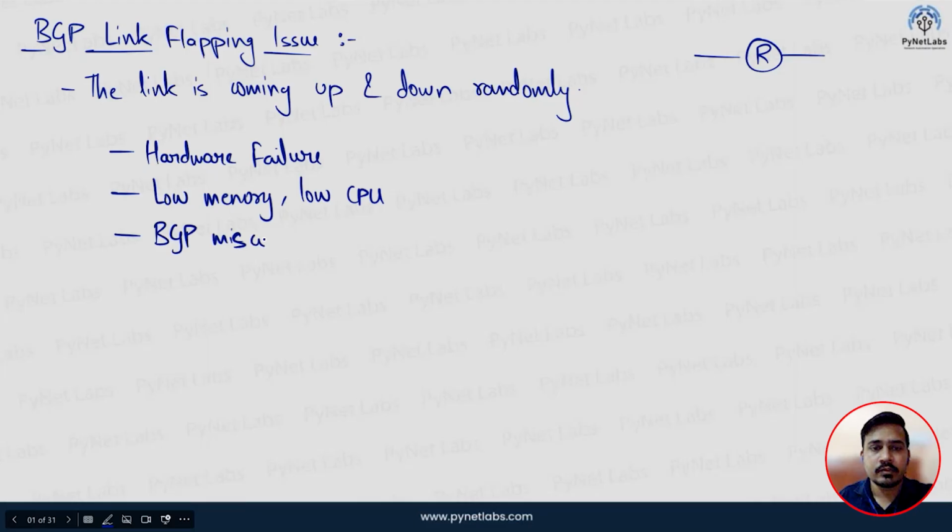It might be possible that in some of your routers you accidentally configured some BGP commands the wrong way, and you didn't notice because you did it in haste. You might have typed the wrong commands, and that could also lead to the BGP link flapping issue.